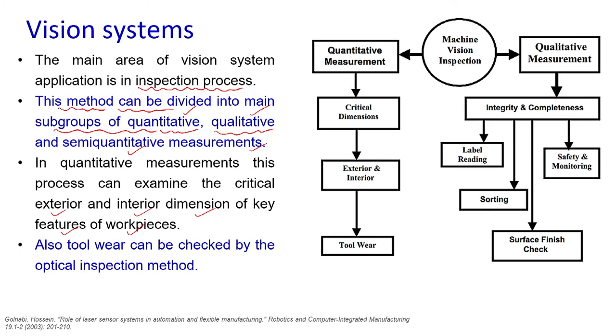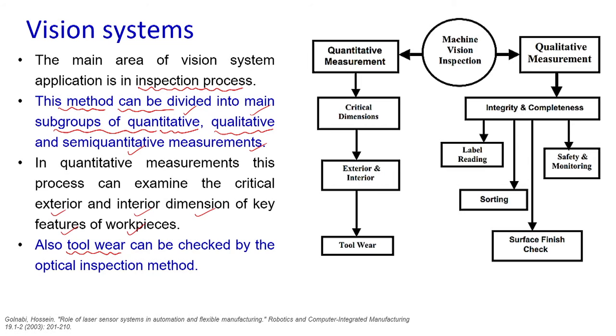Tool wear is another parameter which is very critical as far as shop floors or tool rooms are concerned. When we are employing tool based manufacturing, the tool changing time significantly affects the product development time or the production time. So we can have quantitative measurement of the critical dimensions, maybe the exterior or interior key features, or we can have tool wear measurement as well. As far as qualitative measurements are concerned, the integrity or completeness of the product has to be checked. For example, label reading, safety and monitoring, sorting out, or surface finish check. All these come under qualitative measurements.